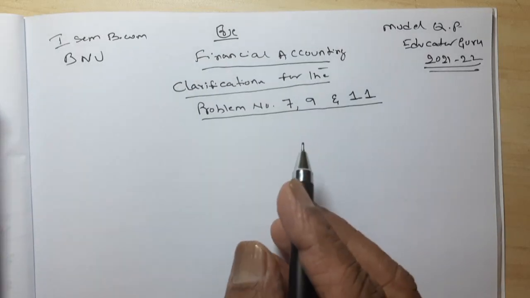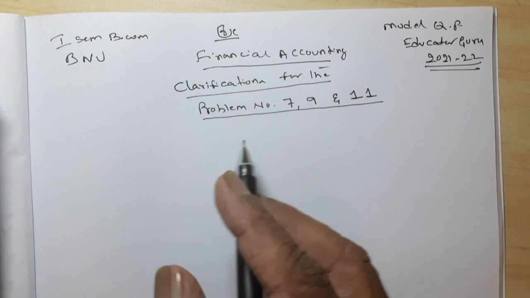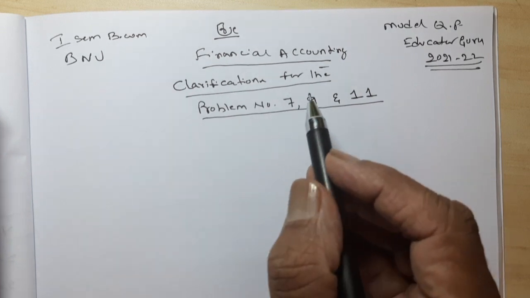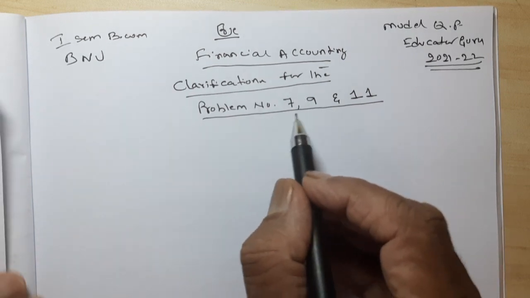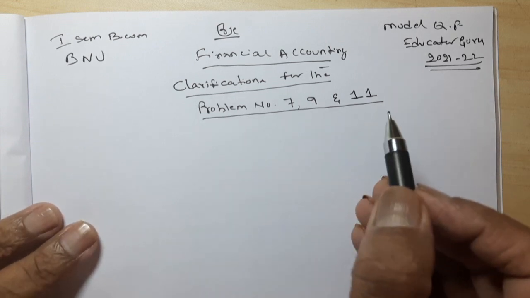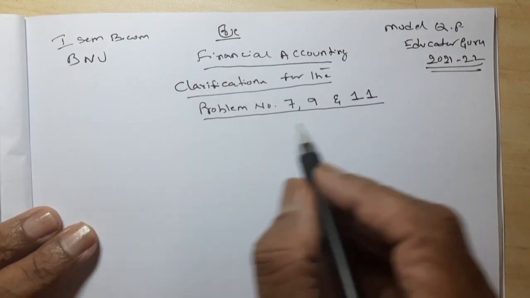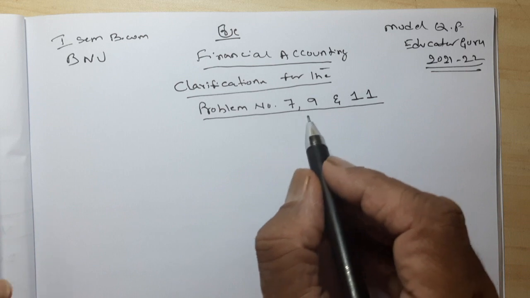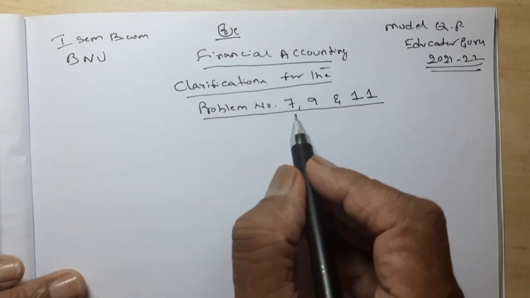Students, you have asked for clarification in the financial accounting answers for problem number 7, 9 and 11. Few students. Okay, I would like to give you the clarifications for problem number 7.